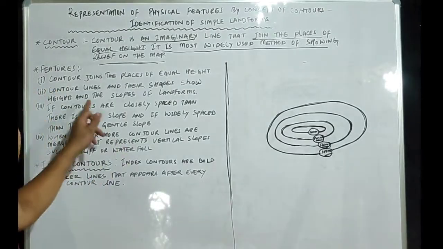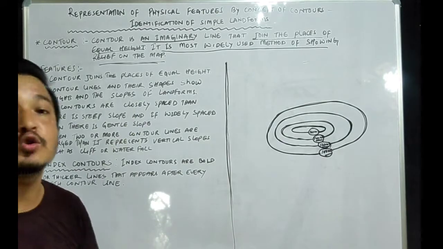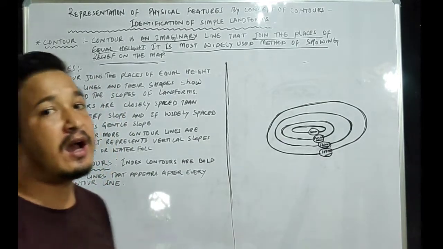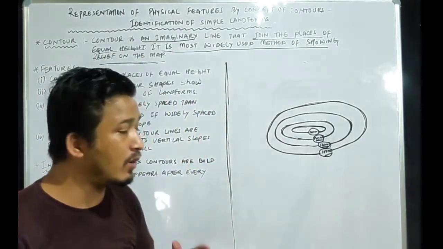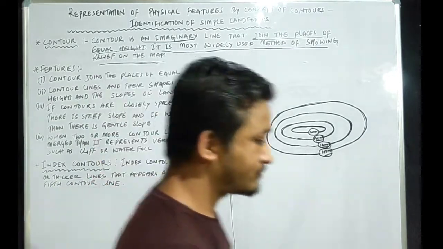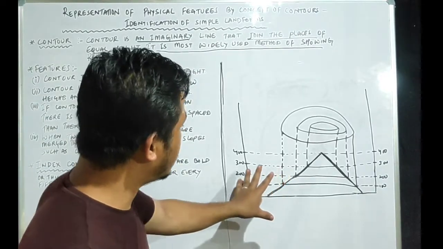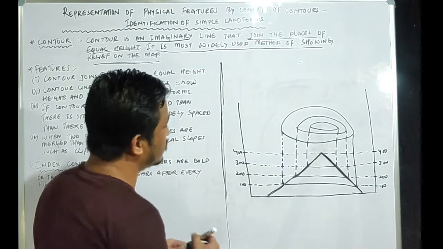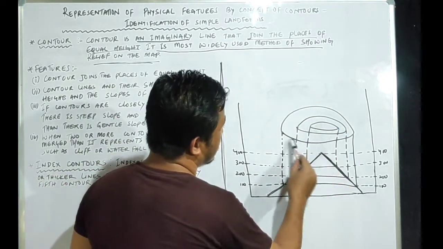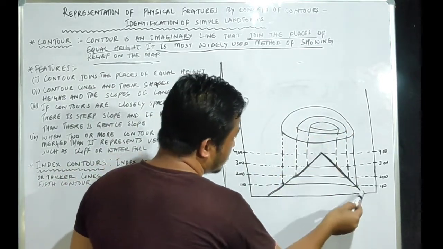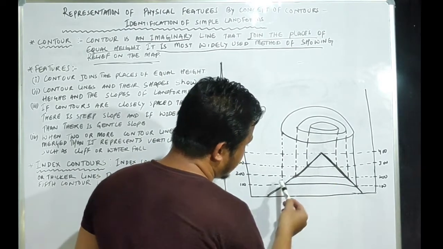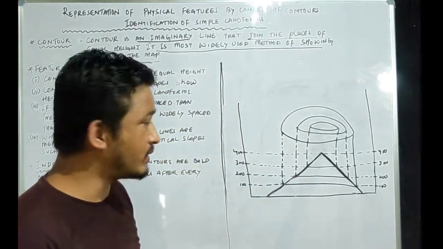Now, second, here it is also written, it tells us about the slope of the land. It tells us about the slope of the land also. How? Let me show you. So here you can see, students, I have made contour lines. These are contour lines of this physical feature, that is one hill, you can say.